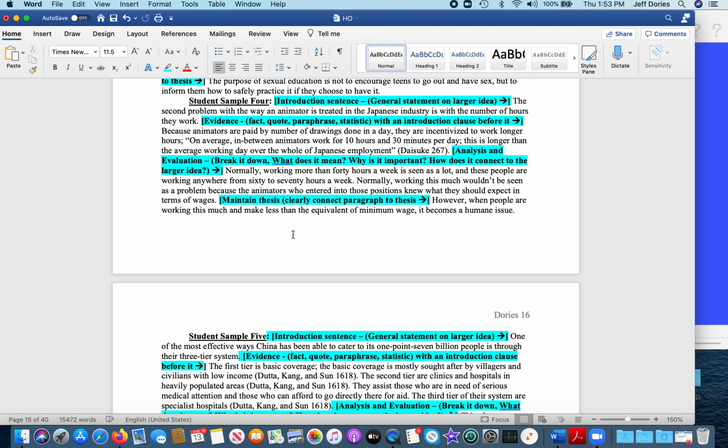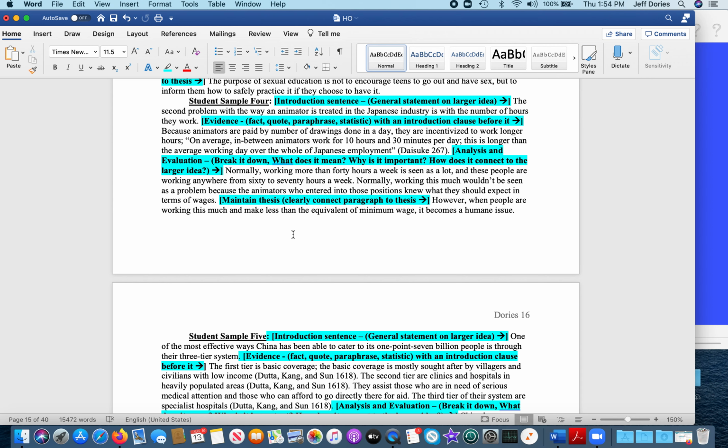Normally, working more than 40 hours a week is seen as a lot, and these people are working anywhere from 60 to 70 hours a week. Normally, working this much wouldn't be seen as a problem because the animators who entered into those positions knew what they should expect in terms of wages. However, and so this is the maintaining thesis statement. However, when people are working this much and make less than the equivalent minimum wage, it becomes a humane issue, or an issue of being humane, it should probably say.